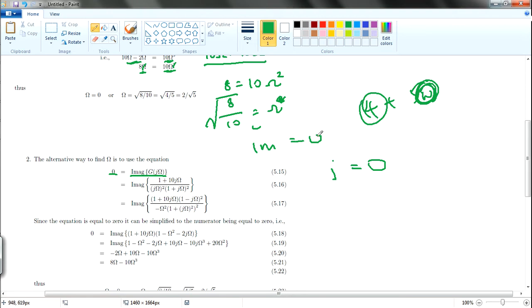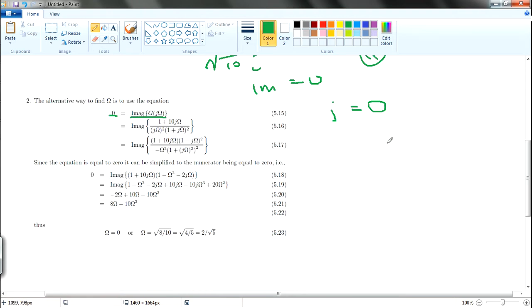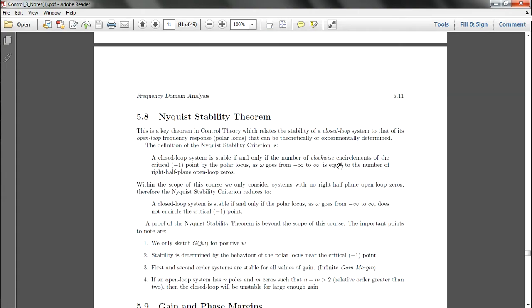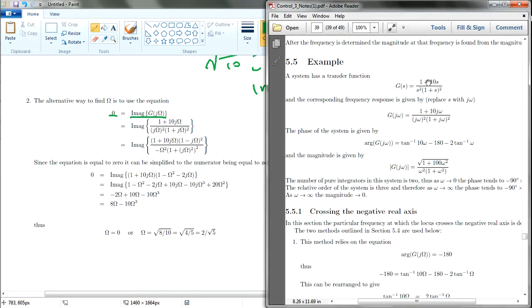So what this method actually does is that he took the transfer function. If you remember back, the transfer function is this one. If you sub in s equals to j omega, you will have this value over here, and this thing is actually the same thing as this. They are actually the same.